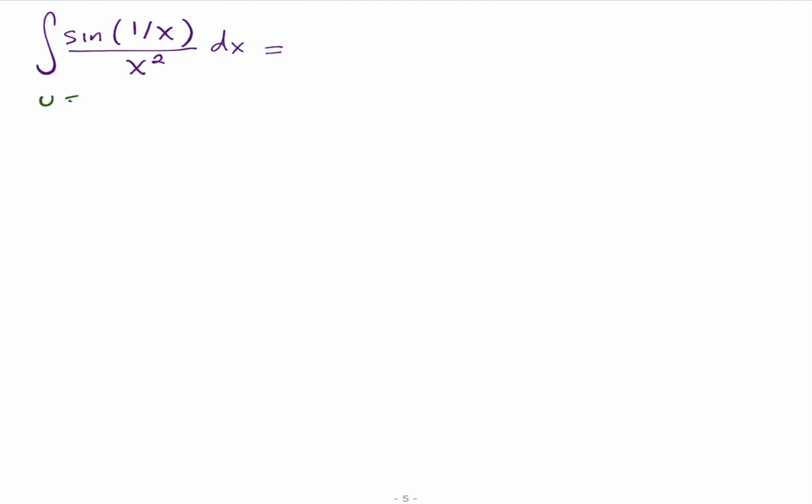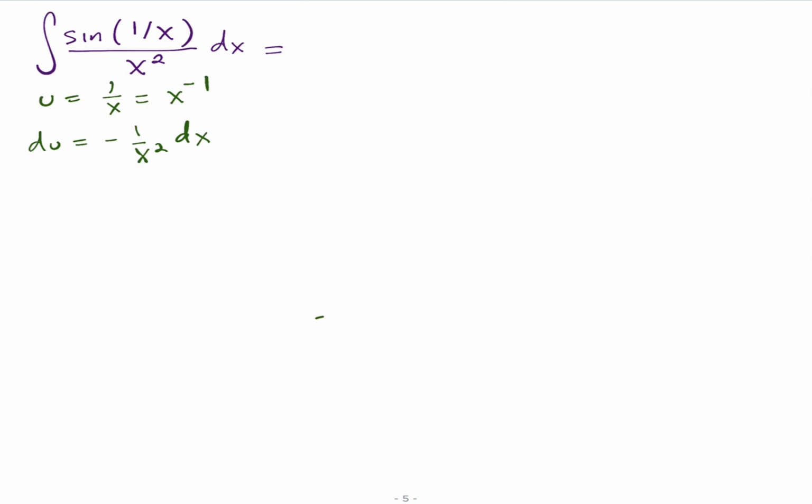Okay, so here, what's going to be my u? 1 over x, right? So then du, the derivative of 1 over x, is going to be minus 1 over x squared, right? Because 1 over x is x to the minus 1, so if you take the derivative of that, you get minus x to the minus 2, which is minus 1 over x squared. Okay, so notice that it's minus 1 over x squared dx, right? Yeah?